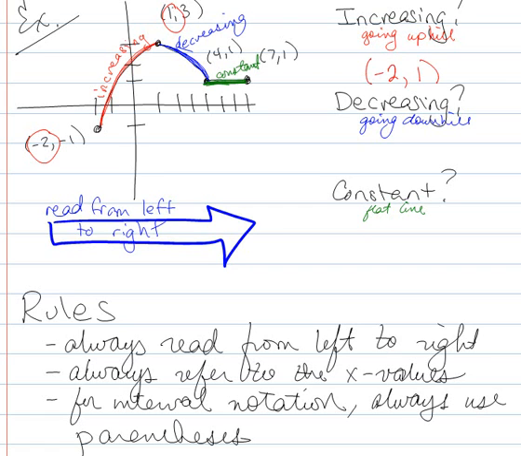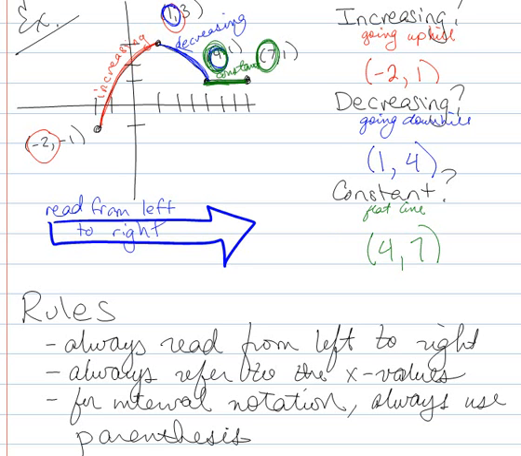Now for decreasing, again, we're going to look at the x values. We're decreasing from 1 to 4, and again, we're using parentheses. And then finally, for constant, we're going from the x value 4 to the x value 7. So we're going from 4 to 7, and again, we're going to use parentheses there.